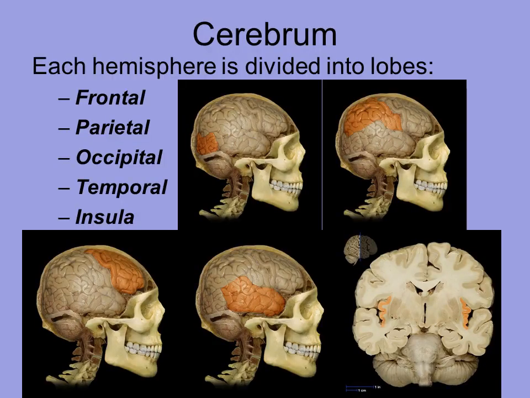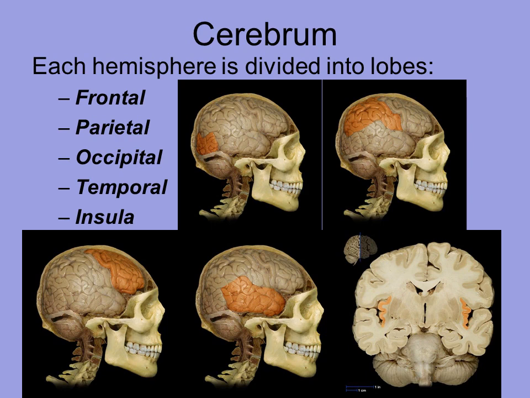Each of the hemispheres is divided into 5 different lobes. There is the frontal lobe, the parietal lobe, the occipital lobe, and the temporal lobe. Those 4 you should be able to easily locate by their names, and you can easily see them on, say, a sheep brain or on a diagram, on the picture.